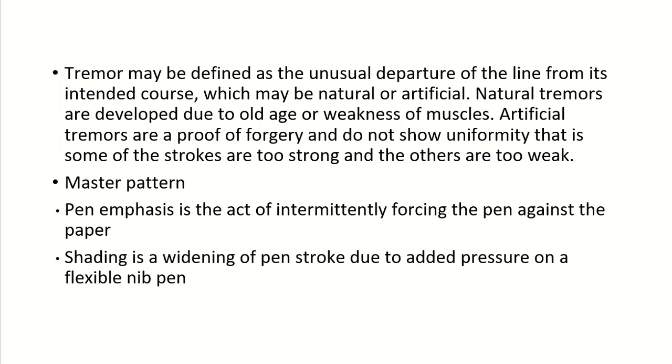Tremors are defined as the departure in the quality of line. It can be natural tremors due to old age or weakness of muscles due to diseases, or artificial tremor. Artificial tremors are a proof of forgery in which the tremor do not show uniformity. Some of the strokes are strong, others are weak, etc. The master pattern is the individual characteristics of handwriting. Pen emphasis, forcing the pen against the paper. Shading, widening of pen stroke due to added pressure on flexible nib pen.